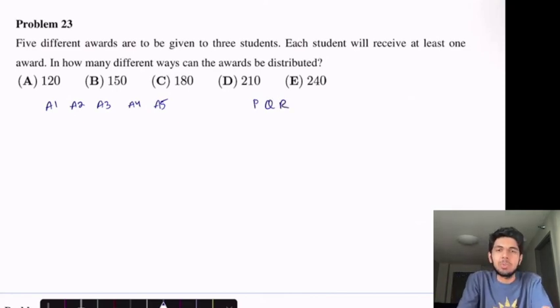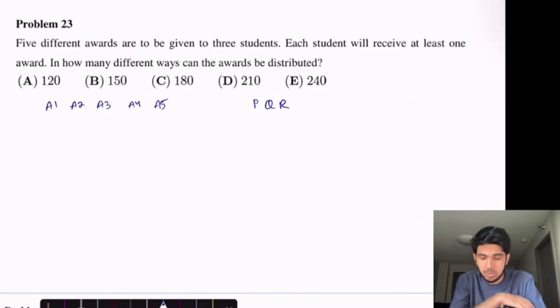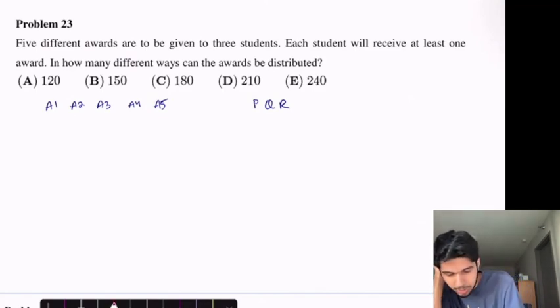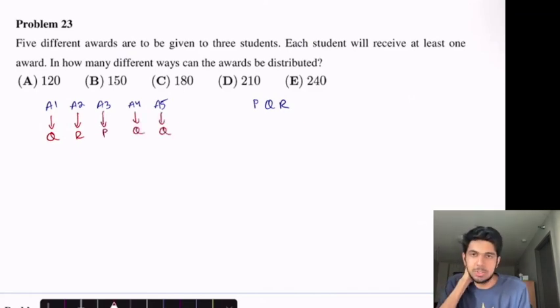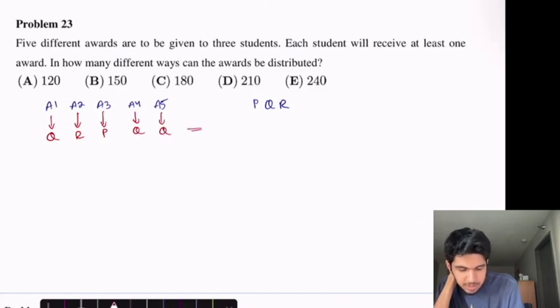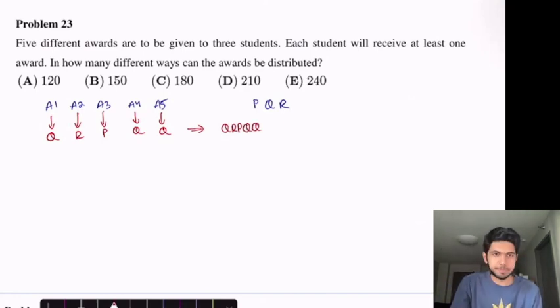How can we easily describe a method of distribution of the awards? Well, for each award, we can specify who it was given to. So for example, let's say award 1 was given to student Q. Let's say award 2 was given to student R. Award 3 may be P. And let's say award 4 and 5 both went to Q. This combined together forms a string QRPQQ. So this string of 5 characters actually tells us how the awards were distributed.